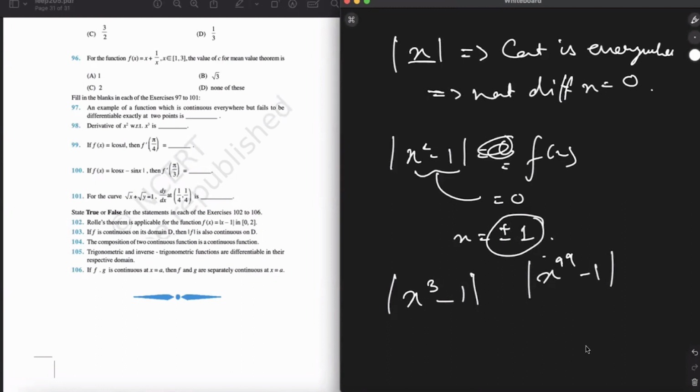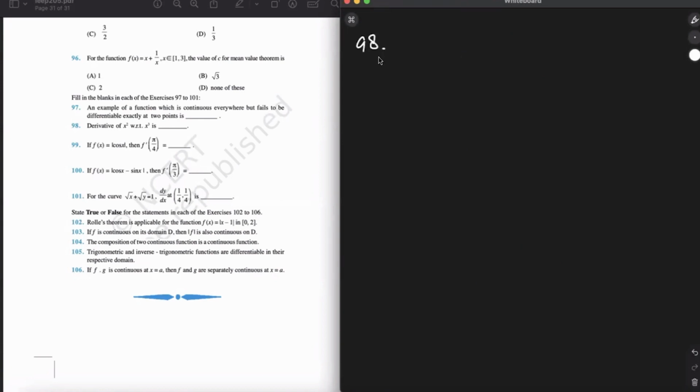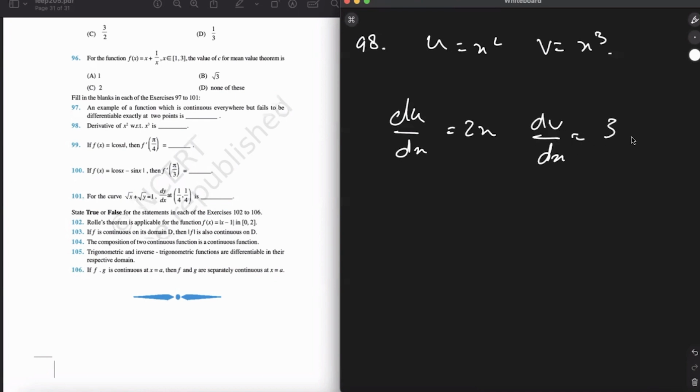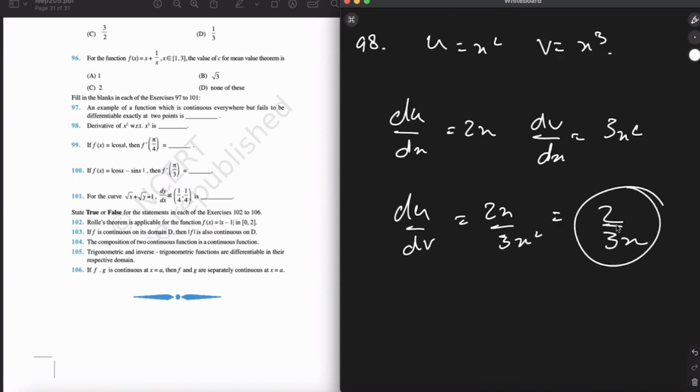Okay, so moving on, this was 97, now question number 98. What we have is the derivative of x square with respect to x cube. So u is equal to x square, v is equal to x cube, and du by dx is equal to 2x, and dv by dx is equal to 3x square. Now du by dv will be equal to 2x upon 3x square. Simple procedure. 2 by 3x will be the answer.